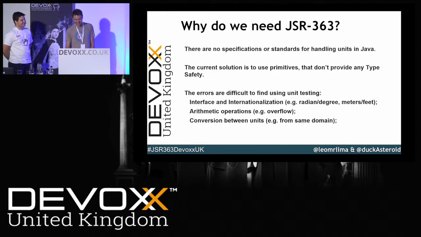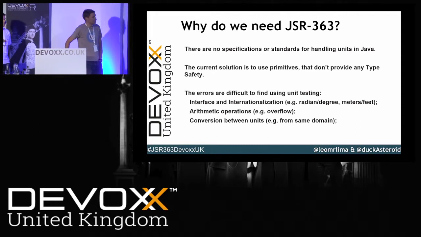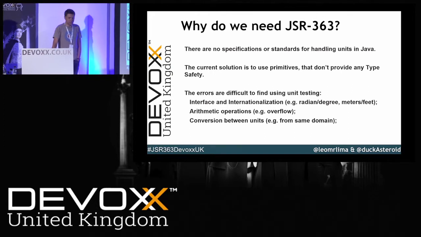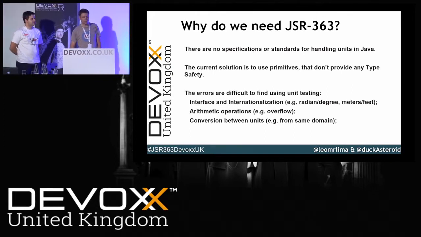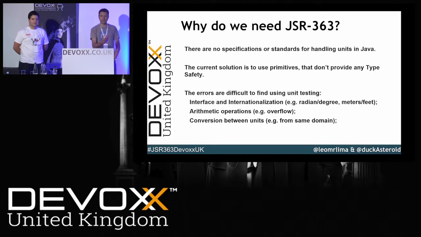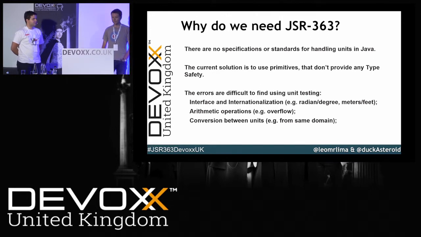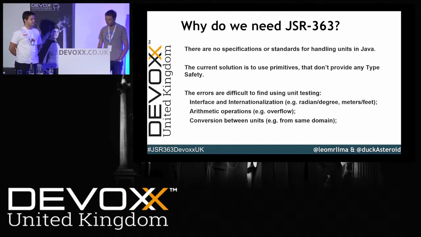So, why do we need JSR 363 to represent things like that in Java? Well, there are no specifications or standards in Java for handling units like that. There's nothing available to us other than floats and strings and some custom types that we might have developed ourselves to package up that unit of measurement into a single object. But there's no way of sharing it across teams or across products or across anything like that. There's no standard for it.